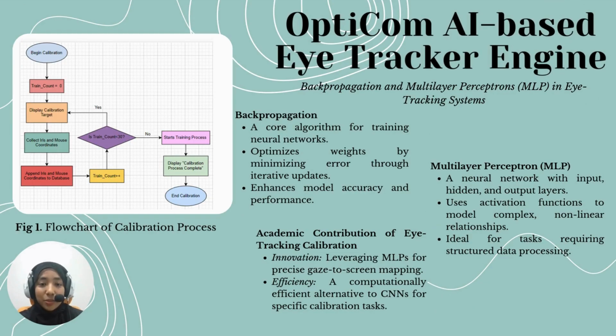Now, let's dive deeper into the eye tracking algorithm of OptiCom. At the start of calibration, the system will initialize a counting variable to 0. This is because the algorithm is programmed to collect 30 records of training data, which will include the coordinates of iris and cursor. During the process, the system will display a 2D block on the user interface that acts as a gaze target. The user will be asked to hold the gaze while the system collects the iris coordinates.